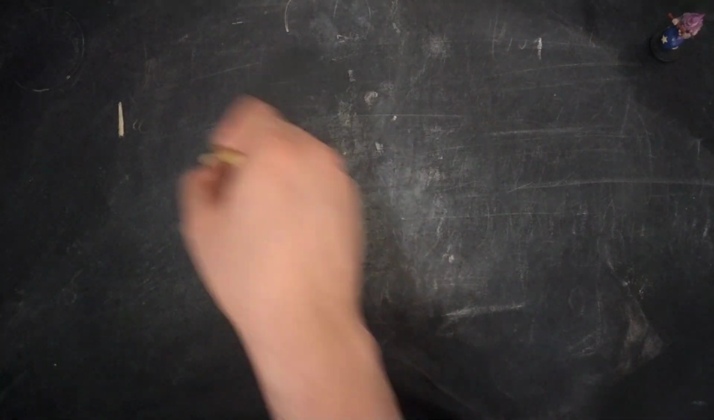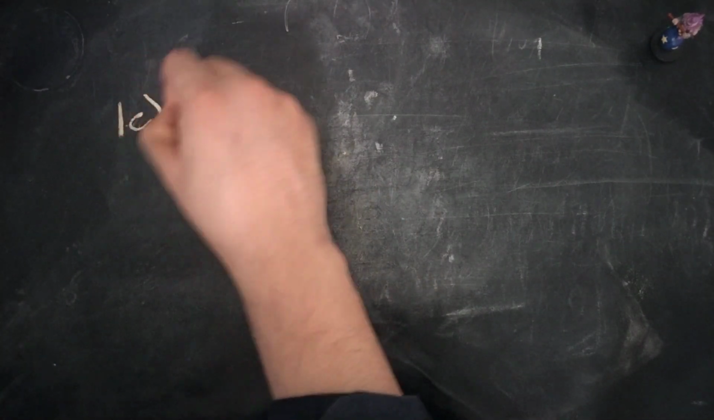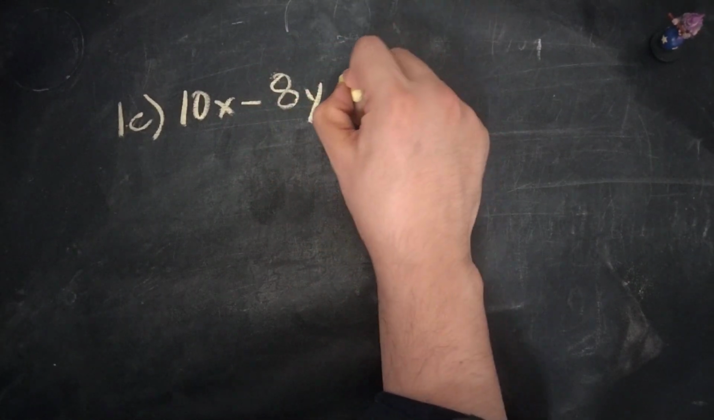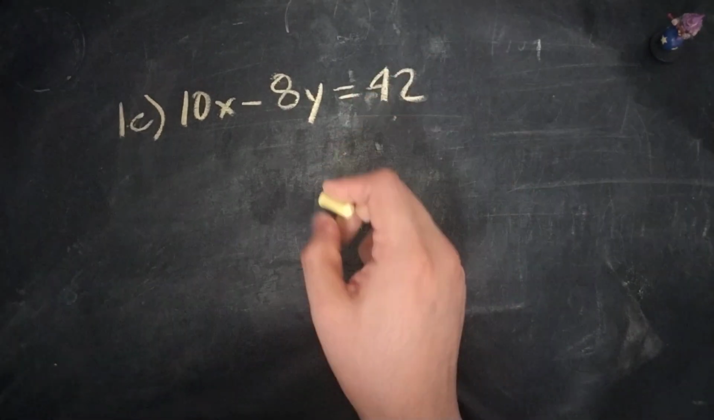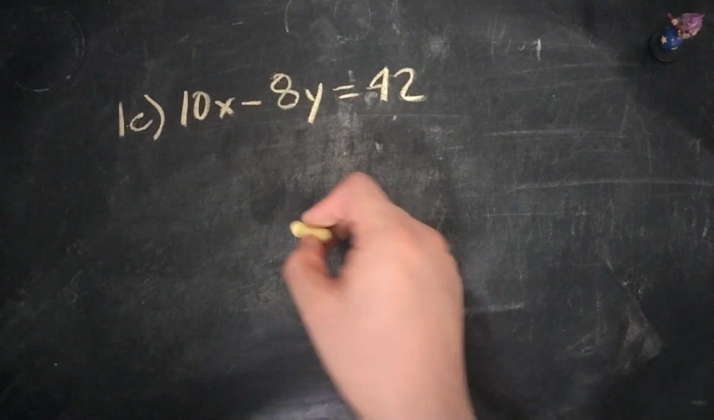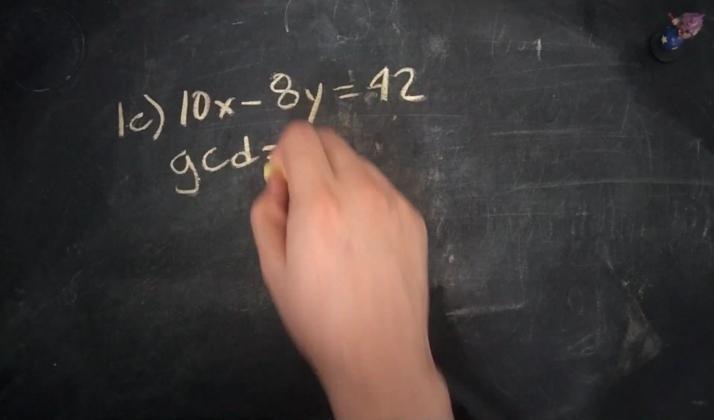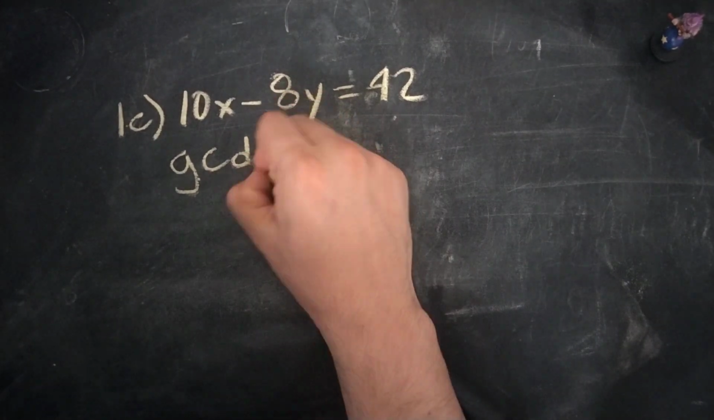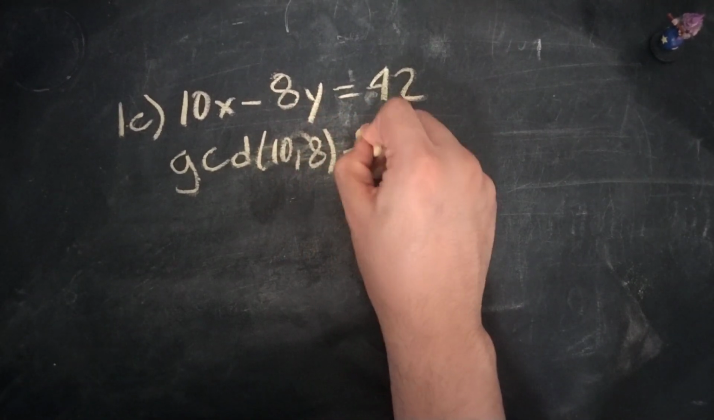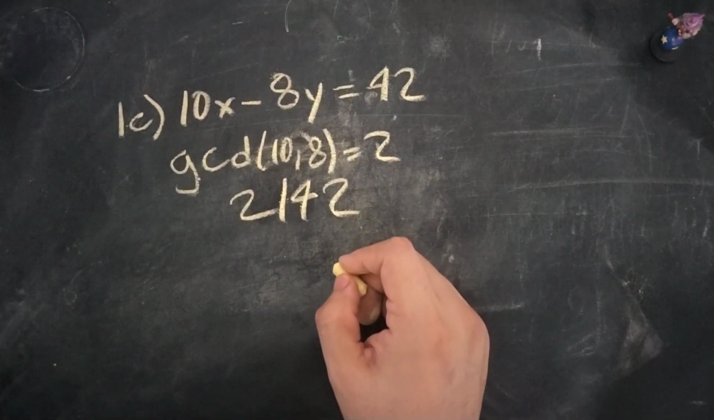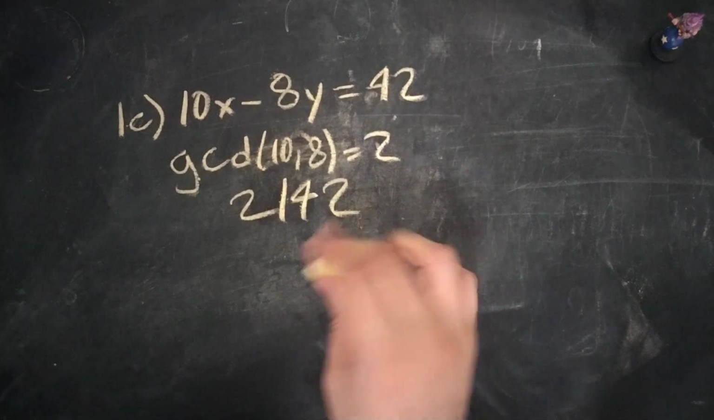Now on to our last problem, problem 1E. And 1E goes as follows. We have 10x minus 8y is equal to 42. And we can see here the greatest common divisor of 10 and 8 is equal to 2. 2 does divide 42, so now we try to find a solution.